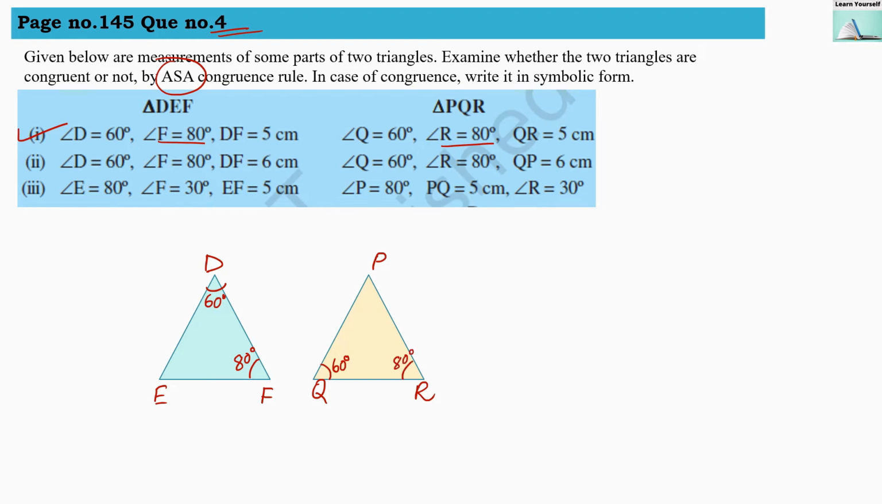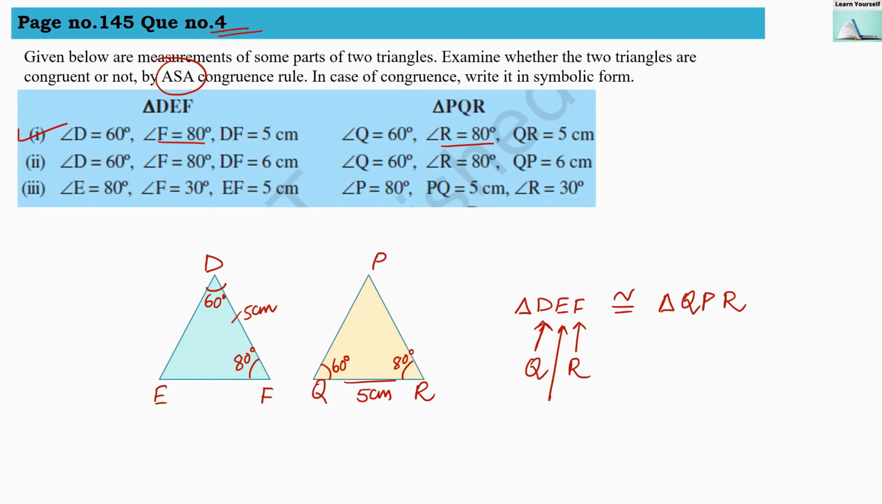Now which side is equal? DF is 5 centimeters and QR is 5 centimeters. So yes, the angle side angle criteria we can write here, and both triangles are congruent with each other. So how to write the name? First triangle we are writing DEF is congruent with. Now D is congruent with Q, because D and Q both are 60 degrees. Now E we do not know, but F is congruent with R. They both are 80 degrees. So first we are writing Q, last we are writing R, and the remaining letter, that is P, we are writing in the middle. So DEF is congruent with QPR.